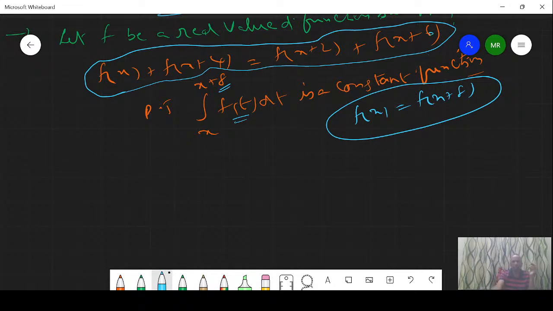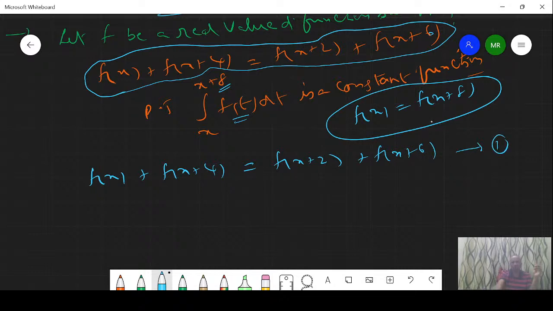Replace x in the entire equation with x plus 2. If you replace x with x plus 2 in the given equation, this is our aim to prove. Because to prove constant, if I am able to prove the function f of t has period 8, I can say it is a constant function.